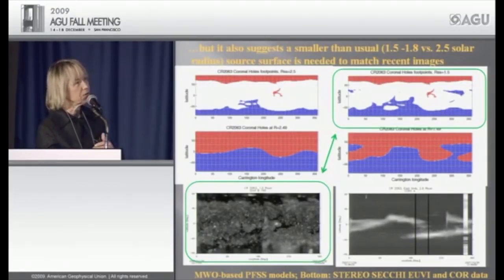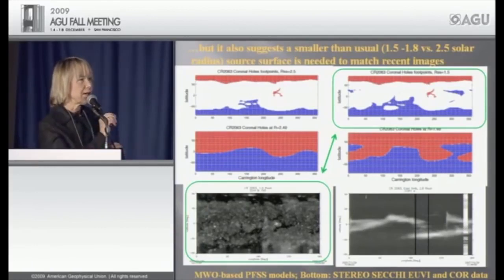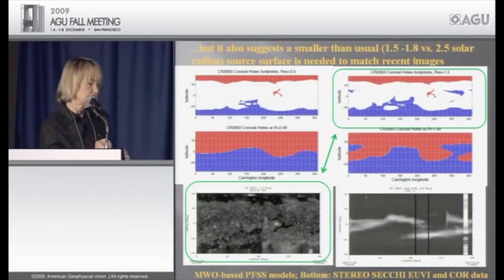But as you see in the circled images here on the upper right and lower left, the better match comes from a larger coronal hole producing a smaller source surface. Here we went to the extreme of 1.5 solar radii as opposed to 2.5 solar radii. So the sun is not only adjusting where the open field regions are, but it's adjusting the height of the last closed field line as well. And that has to do with the weakness of the solar field as well.